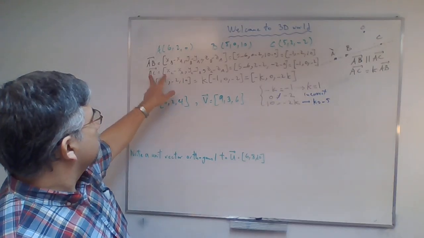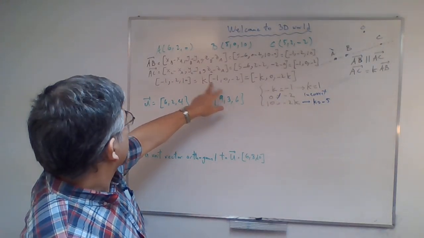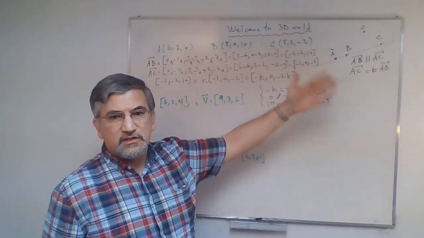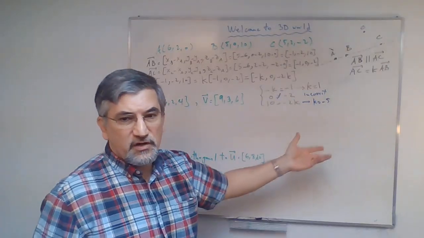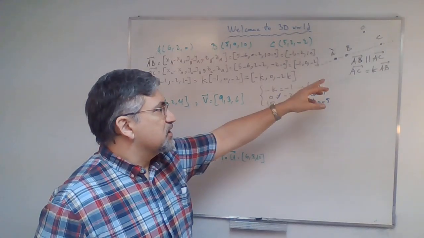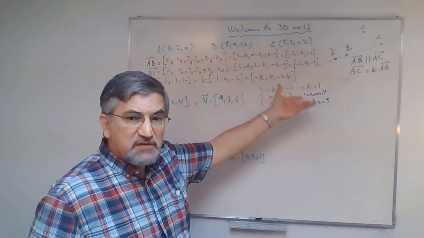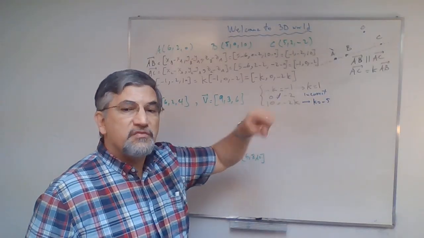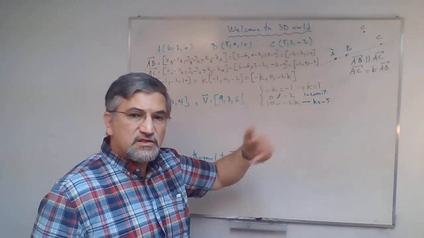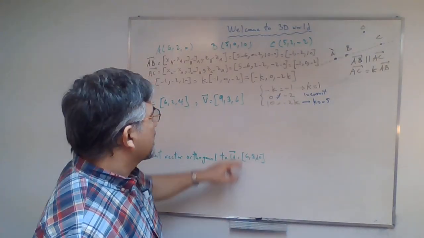Or it's the other way. Which one did I do right here? So AC, it doesn't matter. One has to be a multiple of the other. You can say AC is 3 times vector AB, or you can say vector AB is 1/3 times vector AC. It doesn't matter. The idea is the same.